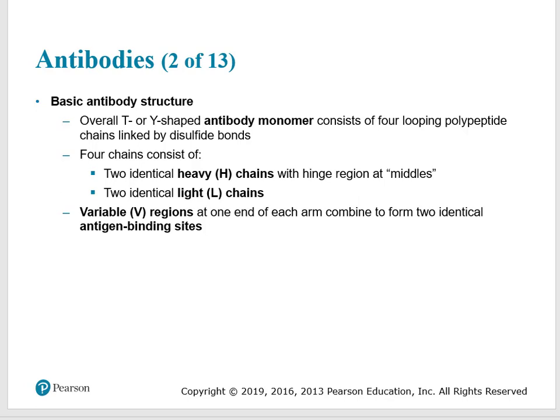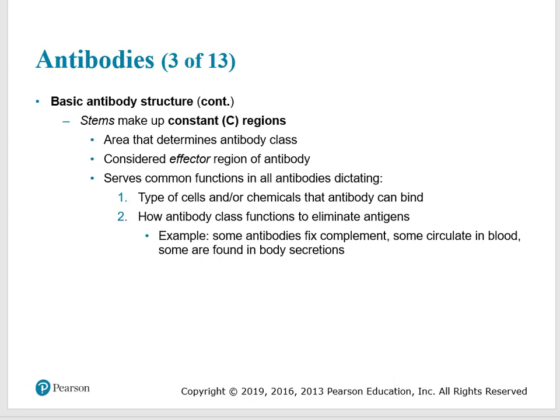They are basically made of four polypeptide chains. So you have two identical heavy chains and two identical light chains. And then you have a variable region at the end of each arm to form your antigen binding sites. You also have a stem which forms the constant region.